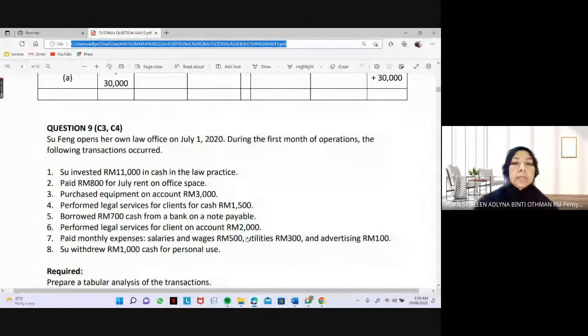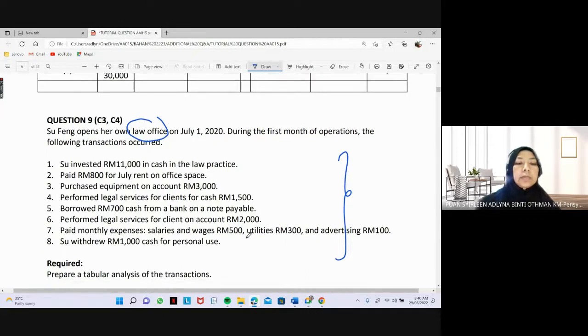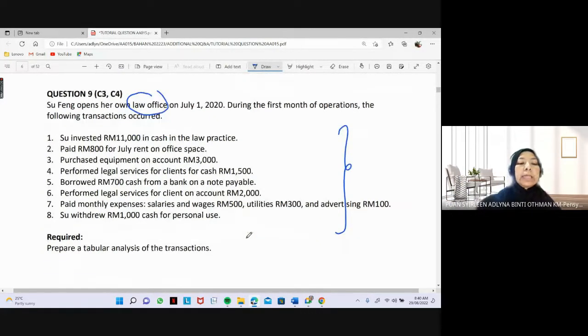Okay, so as you can see here, Su Feng opens her own law office. Okay, so the services is doing law practice. Okay, Syarikat Guaman. All right, so this is services company. All right, during the first month of the operations, the following transactions occurred. Okay, so ini adalah transaction sepanjang bulan Julai. Okay, so as you can see, the question dia cuma minta prepare a tabular analysis for the transaction. So you need to do the analysis in a form of tables.